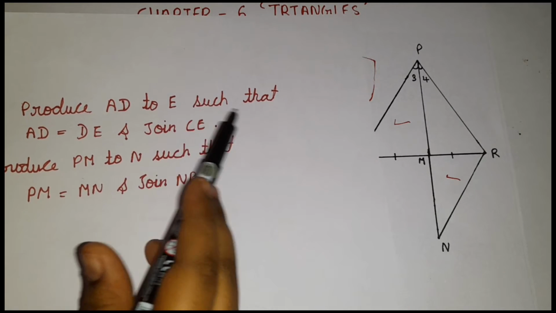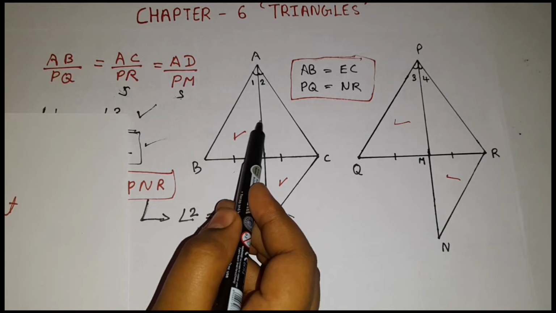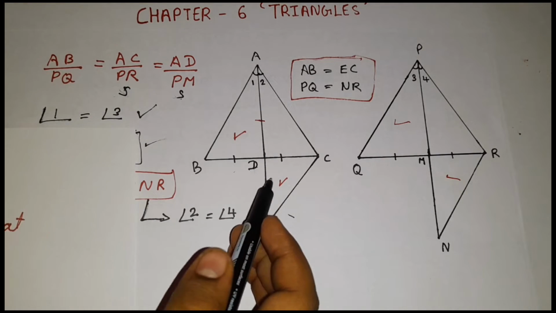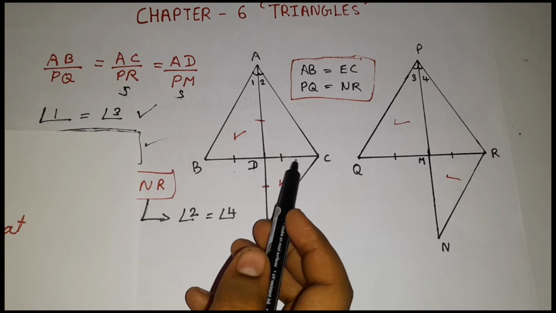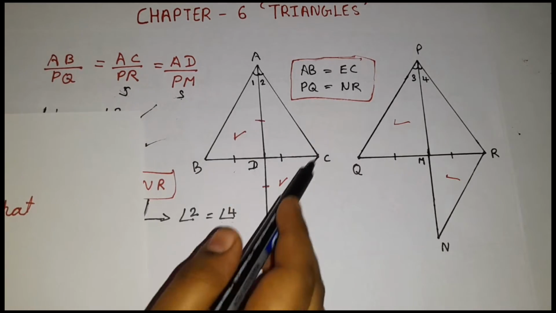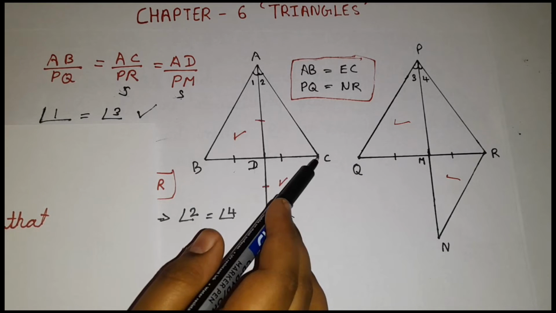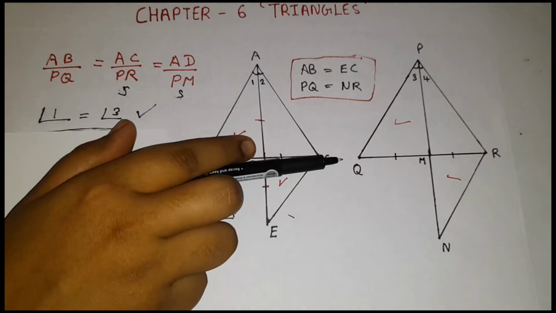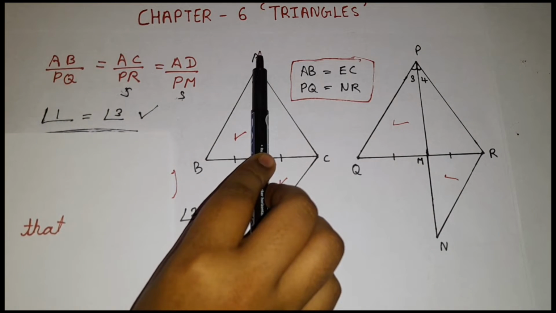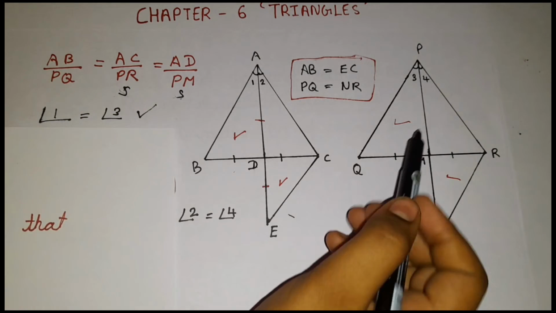Such that AD is equal to DE. Why? Because here, do you think this is a median? This is a median for this particular triangle AEC. Median means a line passing through the triangle. Since this is a median, and this is the base of that particular triangle, AD is equal to DE. Am I right?